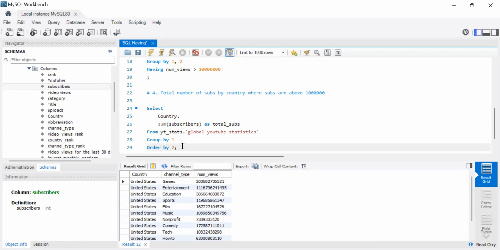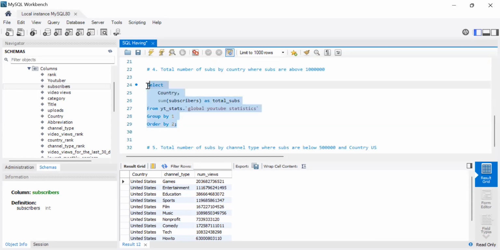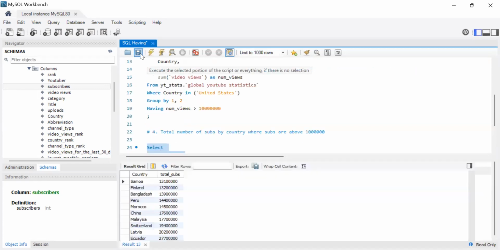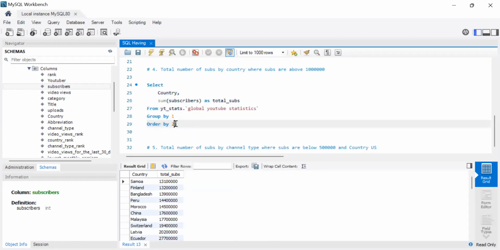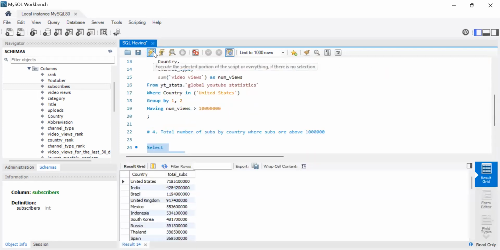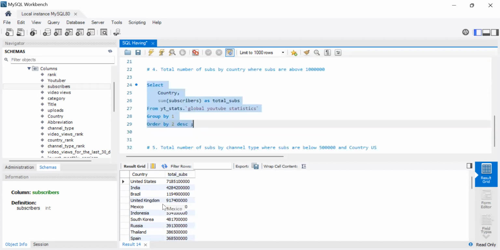And let's hope we didn't forget anything. Let's run this and see what happened. Maybe we just want it in descending, so we see it from the highest to the lowest. So United States, India, Brazil, UK, Mexico, Indonesia, South Korea, Russia, etc. Those are some of the top countries when it comes to subscribers.